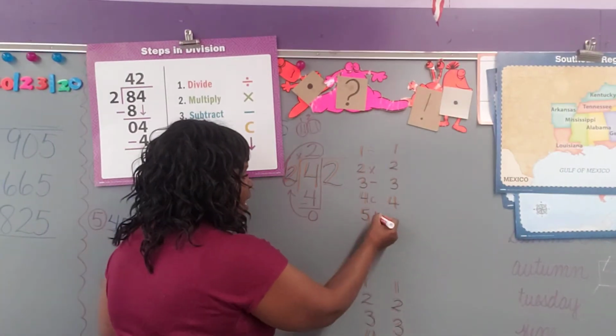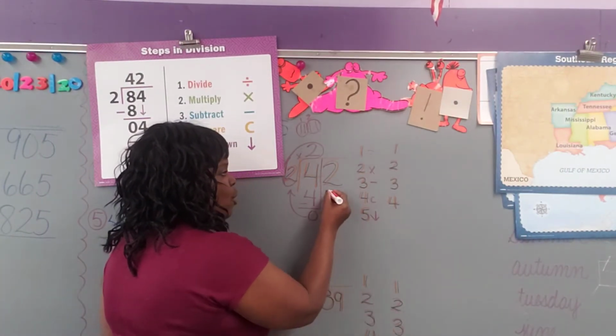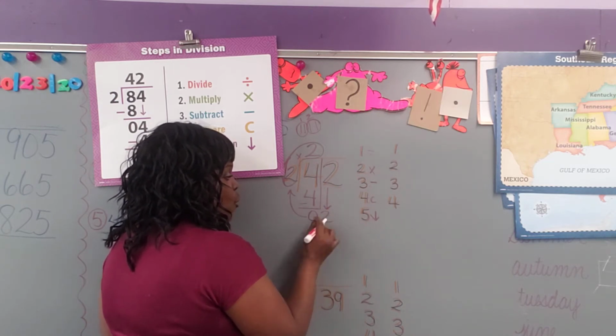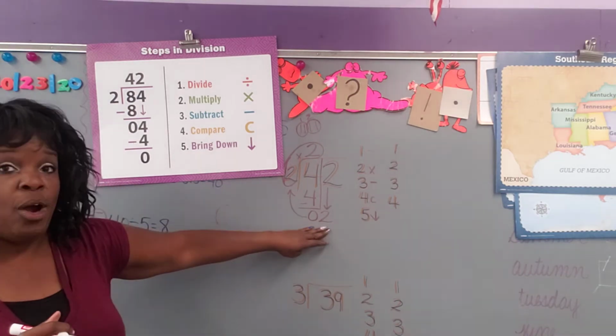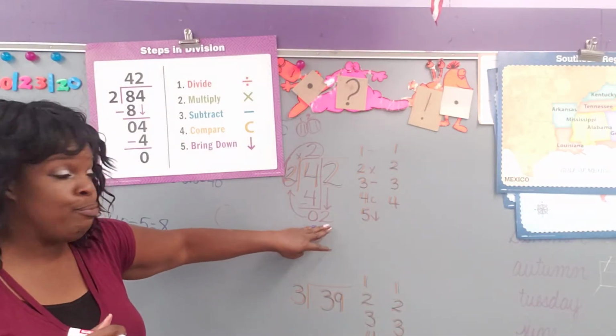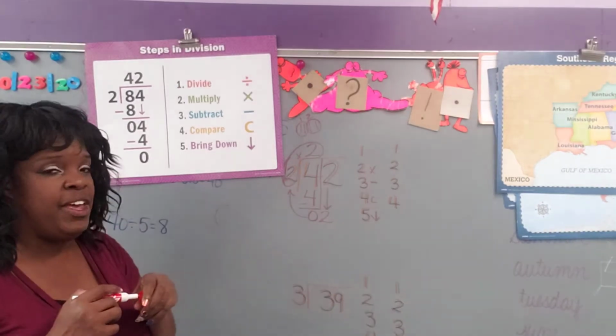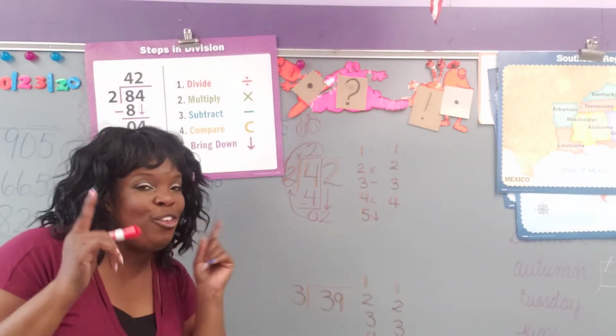We just finished saying it. Is there something to bring down? Oh, there sure is. Bring down that 2 right next to what we subtracted, okay? Bring the 2 right down. Once I have that 2 down there, then guess what I get to do all over again?